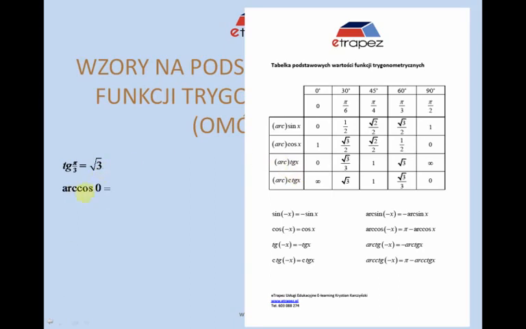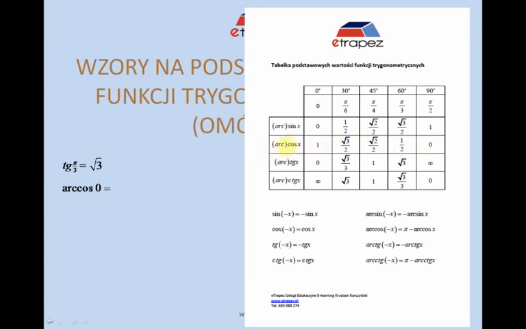How do we read arccos of 0 from this table? Let's detach for a moment from arccos. If we were calculating cosine of 0, we would find the angle 0 here, and at the intersection we would have cos 0, which is 1. However, if we want to calculate the arccosine of something, we use this table as if in the other direction.